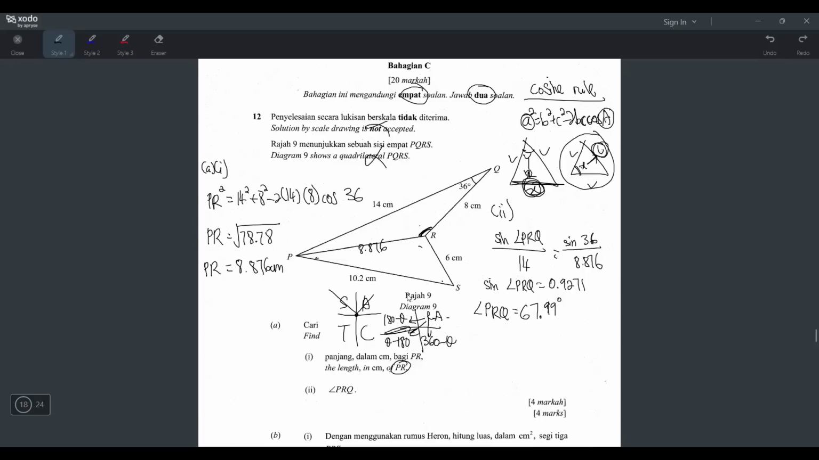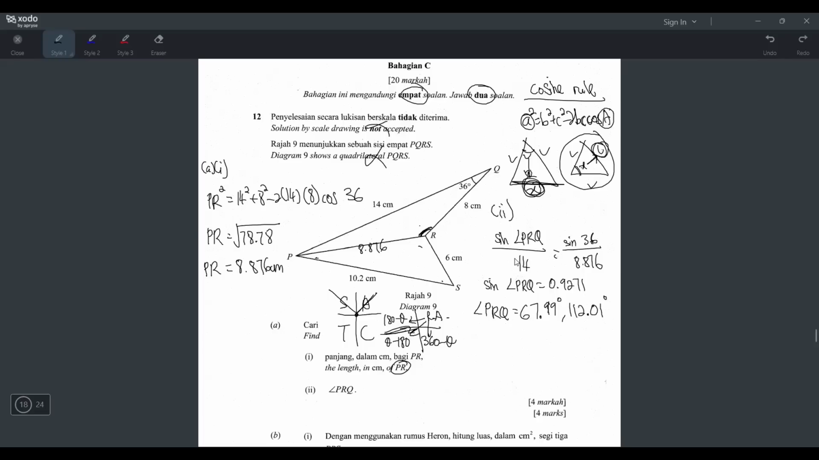So now you already get your reference angle, 67.99. So what's the other answer here? The sign is positive, so it will be the first quadrant and second quadrant. The other answer is in the second quadrant, which is 180 minus the angle. So what is 180 minus the answer? 112.01 degrees.